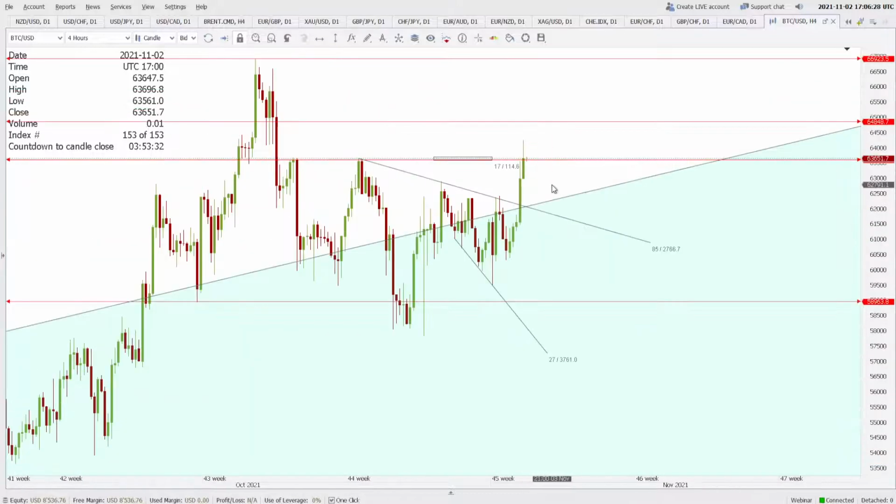So you are standing right on the support. If you want to open a buy position, you can, but keep in mind that your stop loss will be a bit below the 63,602.